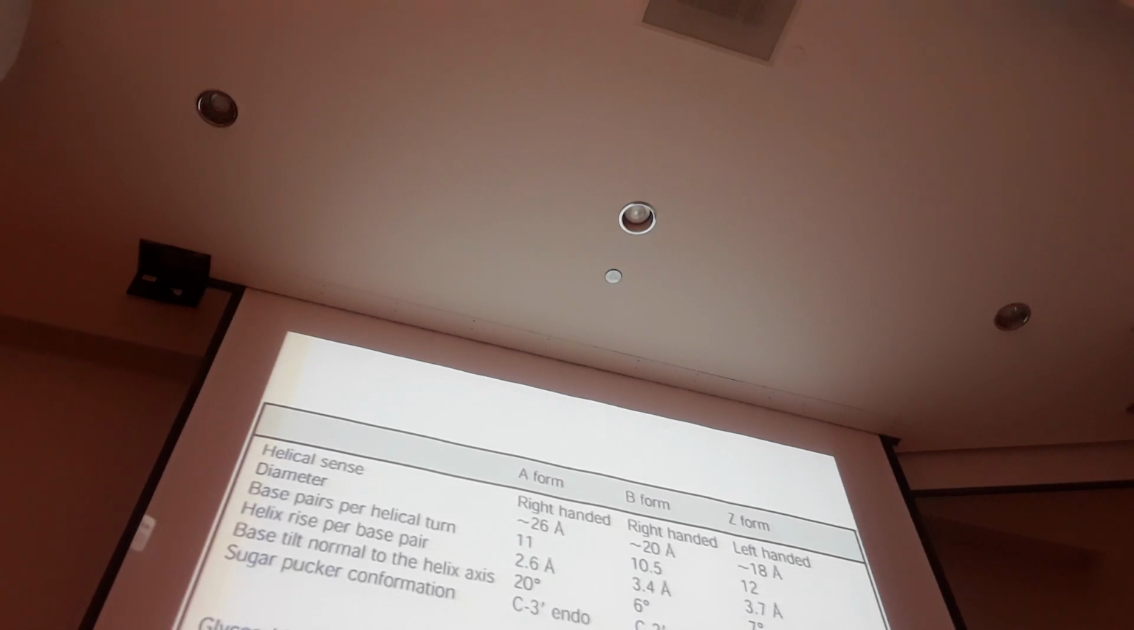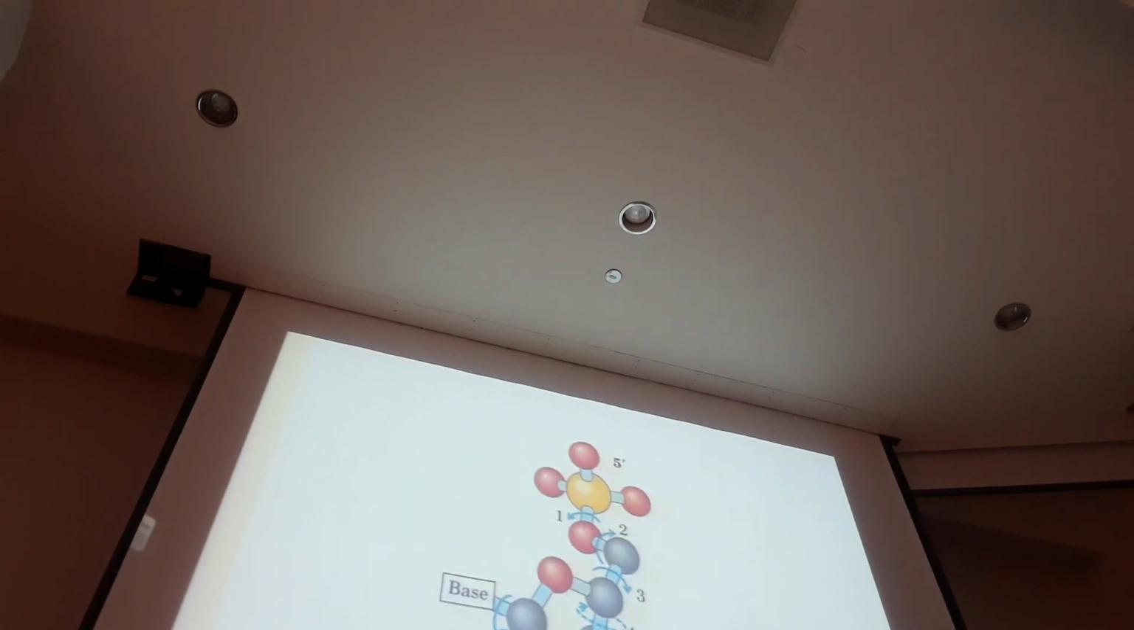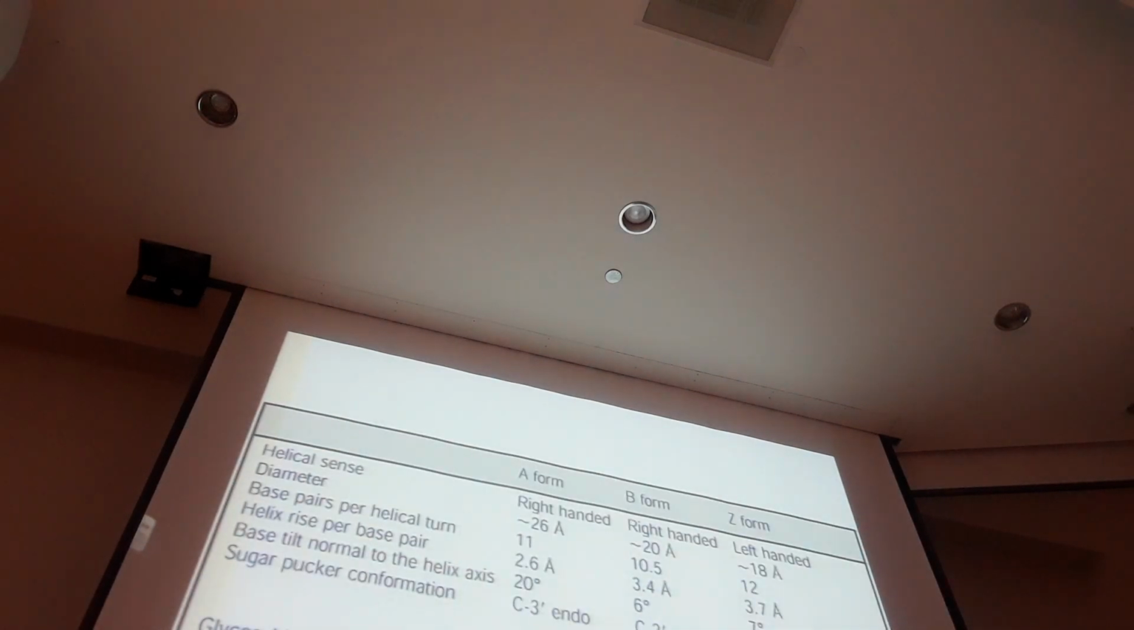Just talked about the sugar pucker conformation, and we see that the glycosyl bond conformation is anti, okay, N type. So for both the purine-based nucleotides and, of course, the pyrimidine-based nucleotides, it's the anti-conformation that is being assumed to form this type of DNA conformation.